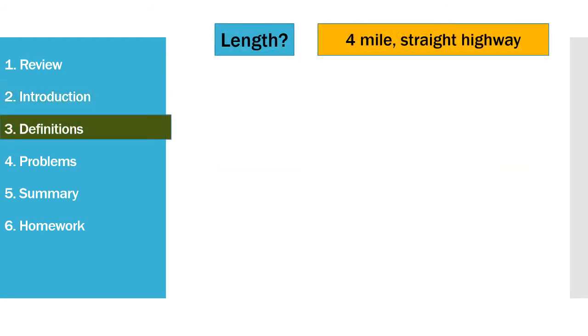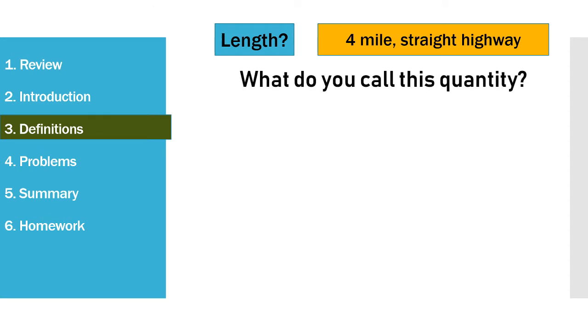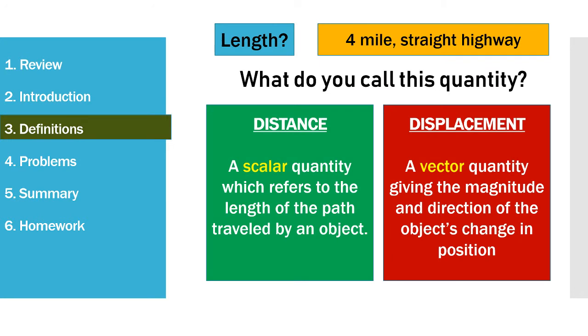Now let's focus on the length, the 4-mile straight highway. What do you call a quantity that is described by the length? It starts with the letter D. It's actually called distance and displacement. Distance is the scalar quantity and displacement is the vector quantity. In this case, the distance would be just 4 miles, because distance as a scalar quantity would just be the value. Displacement, meanwhile, because it has direction, would be 4 miles going straight.